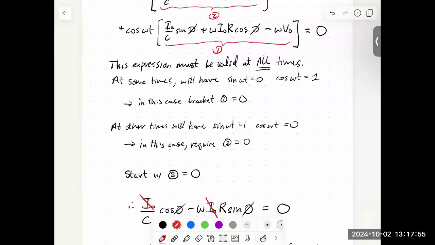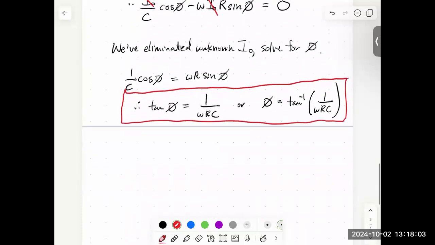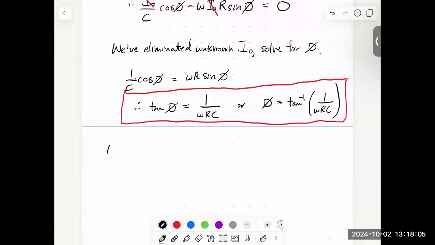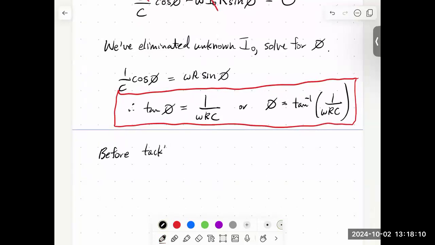It's not going to work this time. We're going to need to know some expressions for cos and sine of phi. Okay, so before tackling 1, we will need to know cos phi and sine phi.